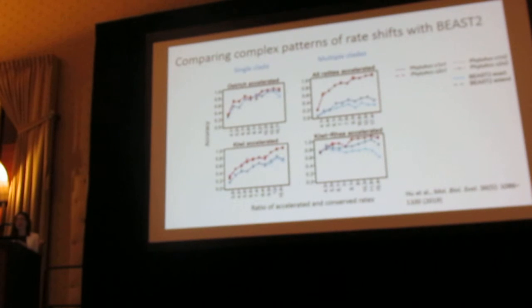And then we compare our method with BEAST 2 to show if our method can recover the true patterns of substitution rate change. In the simpler scenario where only one clade accelerated, our method is similar to BEAST 2. Here, the x-axis is the ratio between accelerated rate and conserved rate, and the y-axis is the accuracy. And for the more complex case with multiple accelerated clades, our method performs better than BEAST 2.